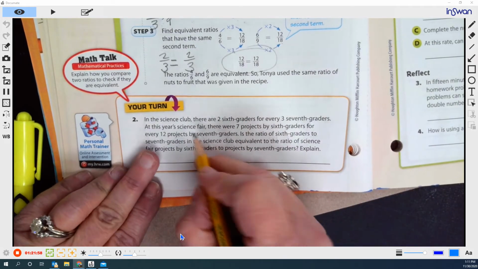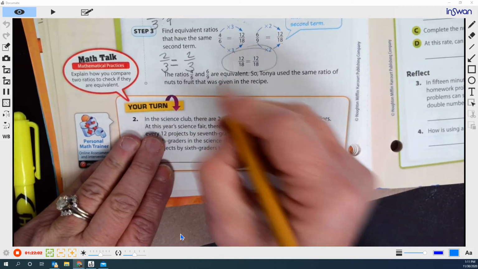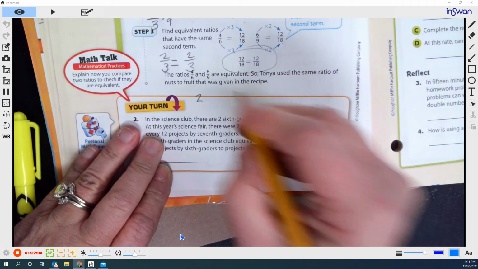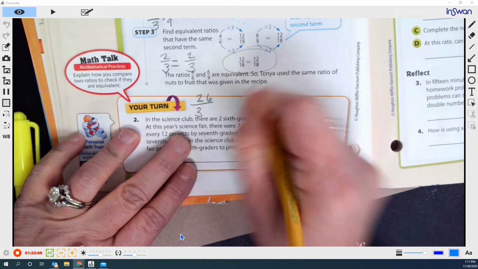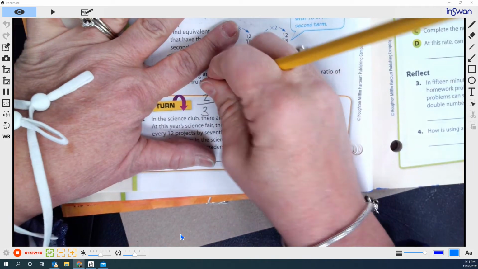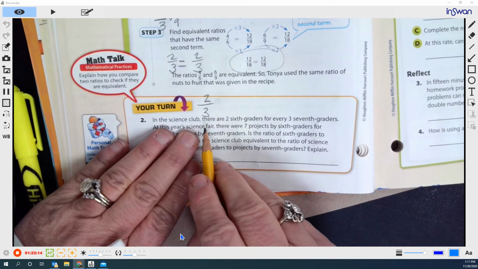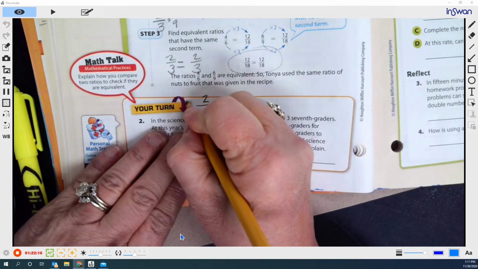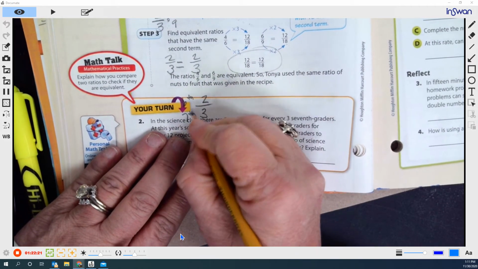So if you think about the ratios, you have 2 6th graders for every 3 7th graders. So let's do this, 6th, and this is 7th. I hope you can see that.